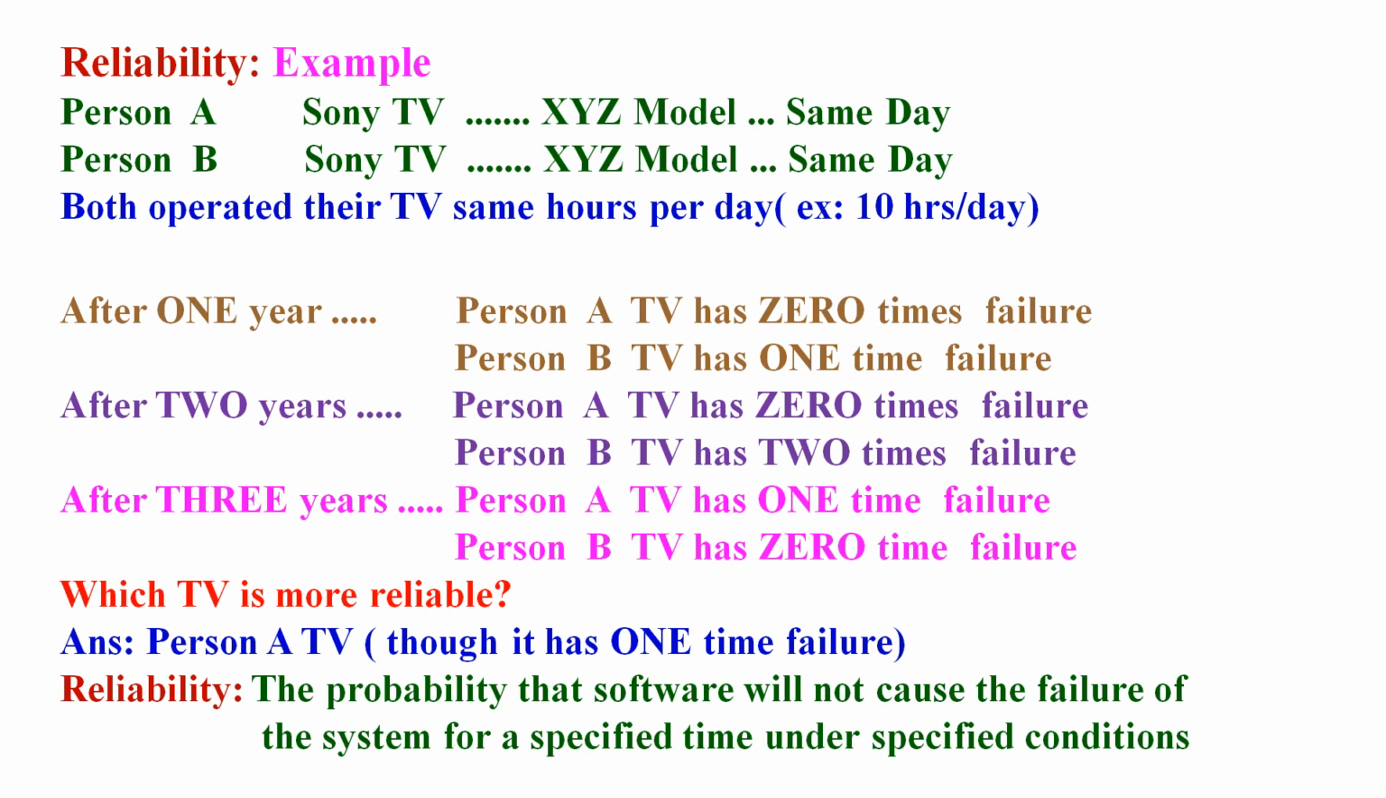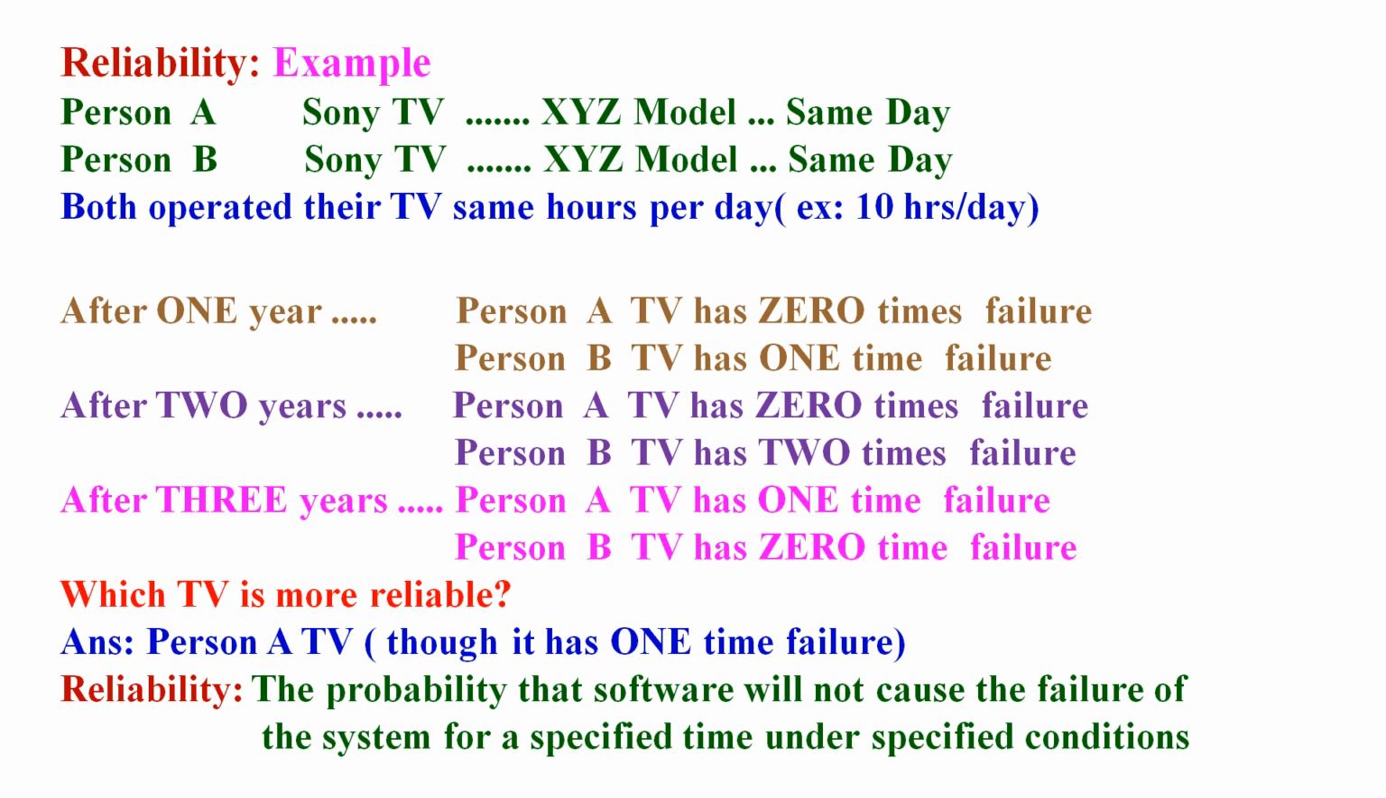Person A and person B are two very close friends, and they planned to purchase a TV. They discussed and finalized to purchase a Sony TV. Here I am not marketing, I have just taken one example. They purchased a Sony TV of model XYZ on the same day, at the same time. Both person A and person B operate their TVs at home for the same hours per day. Person A operates the TV 10 hours per day and person B also operates their TV 10 hours per day.